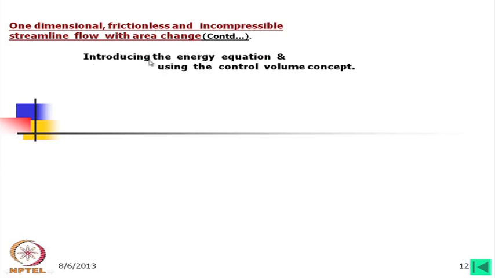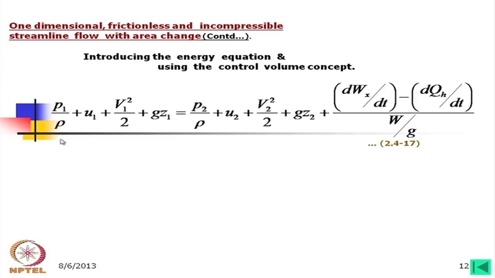Now, we introduce the energy equation using the control volume concept. Then we find that in the same equation we considered earlier, we consider U1 and U2, and that there will be a change in this intrinsic energy, as we are also adding the heat. We have also kept in this height term here, and then the energy added is written in this form: this is the work added, minus dQh by dt divided by W by g.